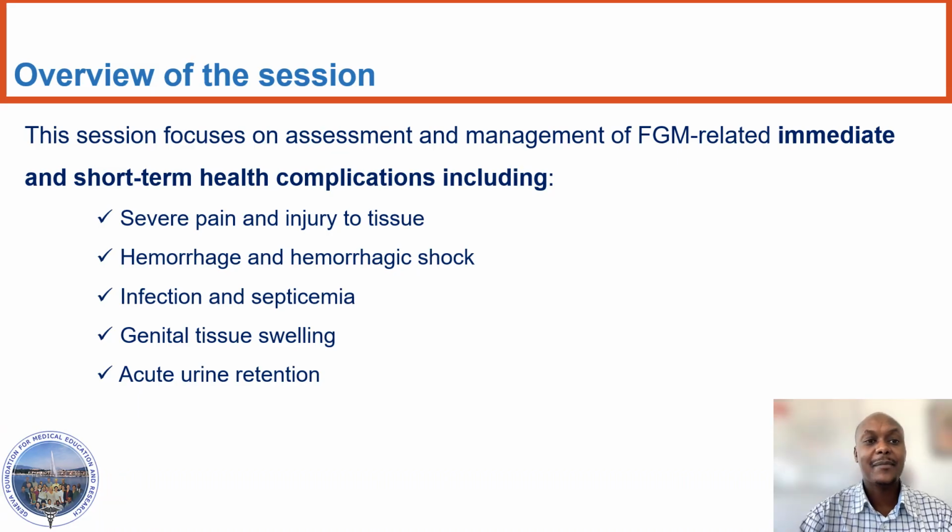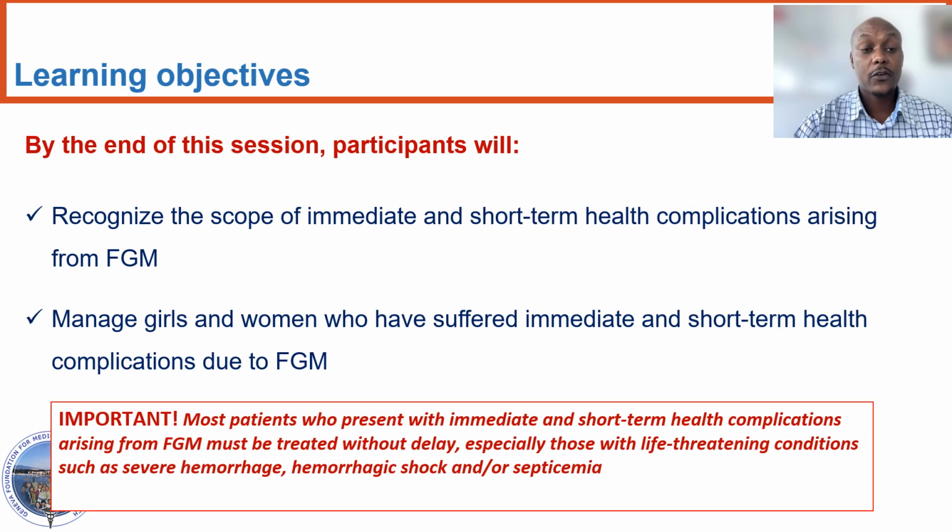The short-term and immediate health complications resulting from FGM include severe pain and injury to tissue, hemorrhage and hemorrhagic shock, infection and septicemia, genital tissue swelling, as well as acute urine retention. At the end of this session, it is expected that you as the participants will be able to recognize the scope of immediate and short-term health complications arising from FGM, as well as manage girls and women who have suffered these immediate and short-term health complications.